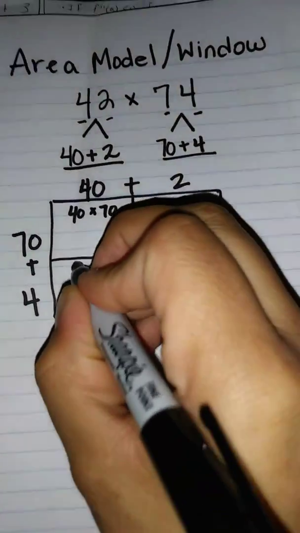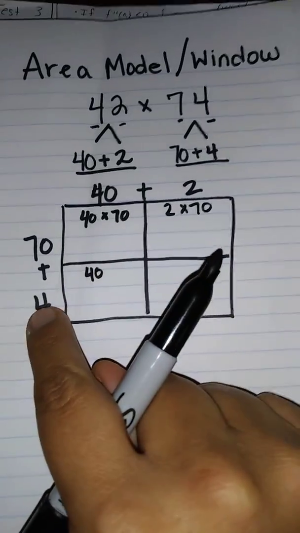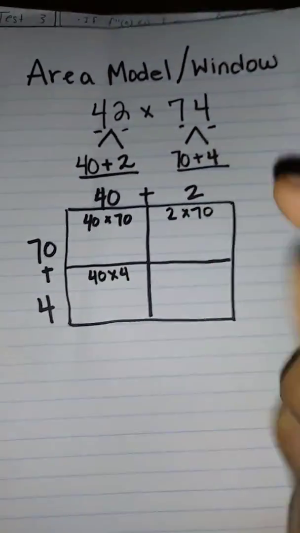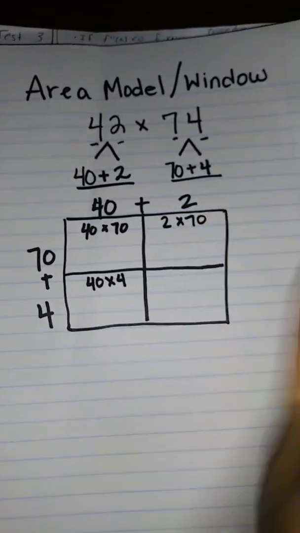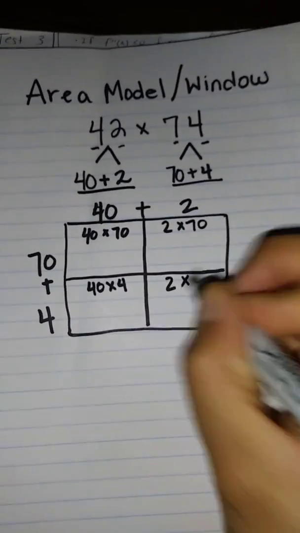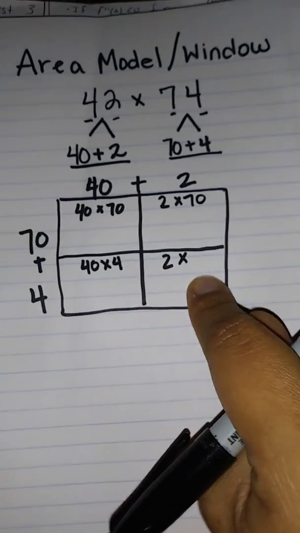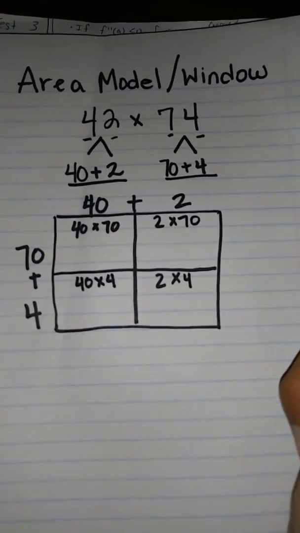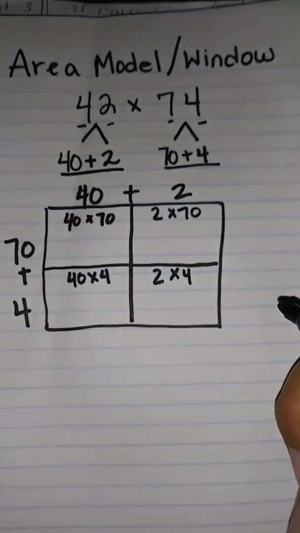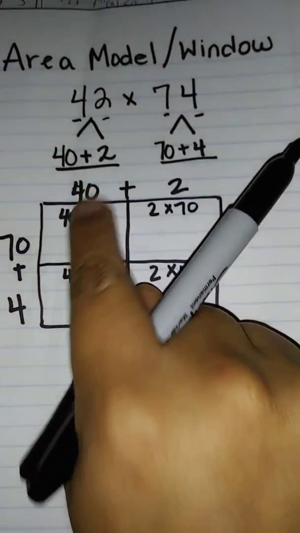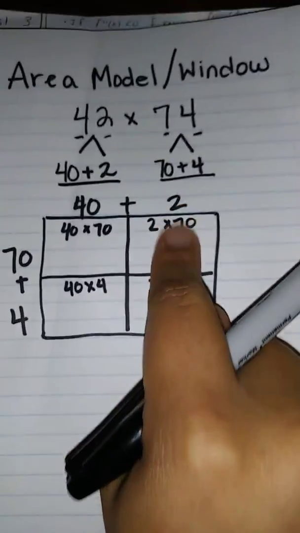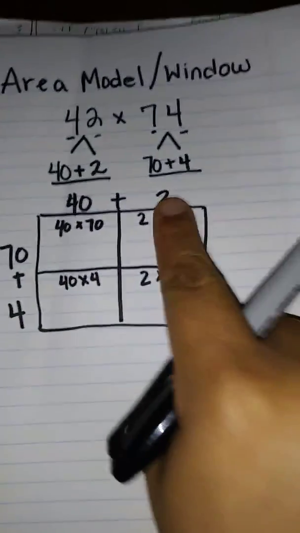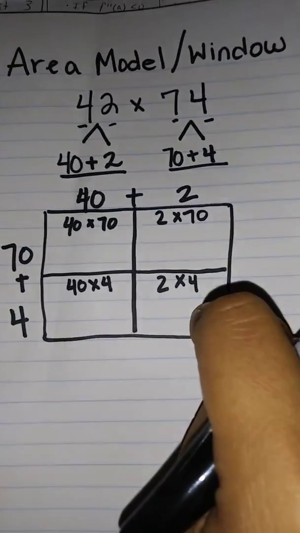40 times 4. Then I have 2 times 4. I usually have them fill in all the boxes, but you can do it a step at a time. You can do one box, multiply it out, a second box, multiply it out, third box, multiply it out, and so forth. It depends on you.